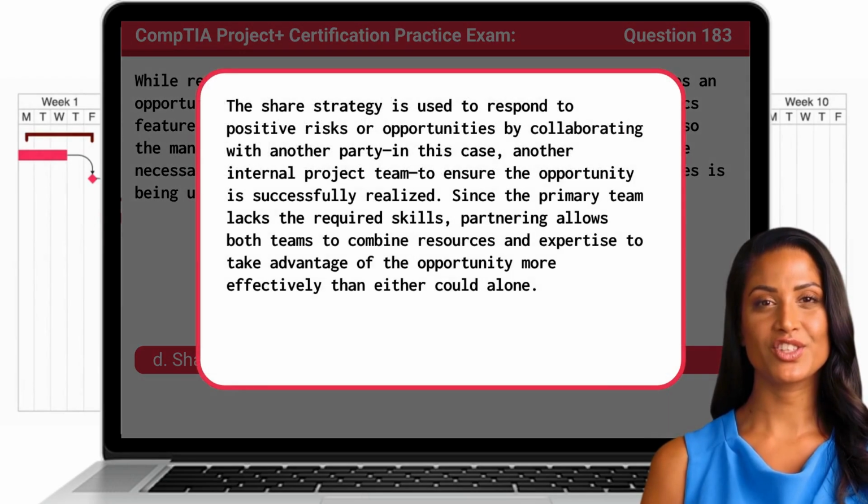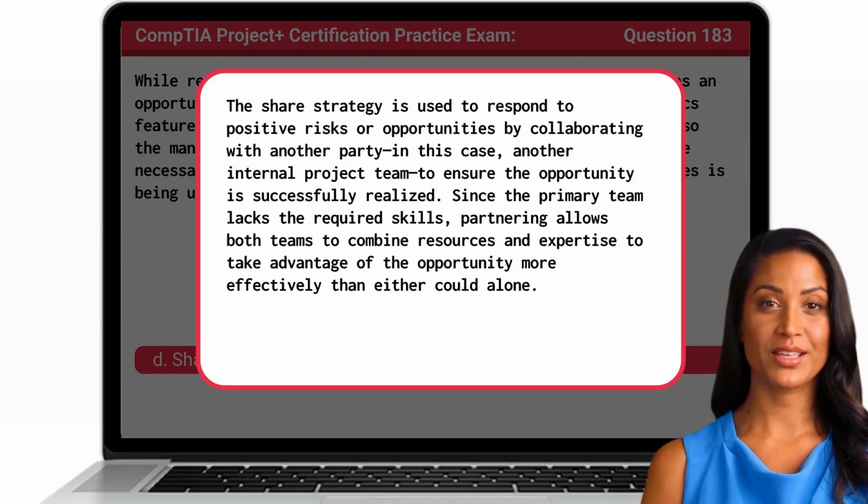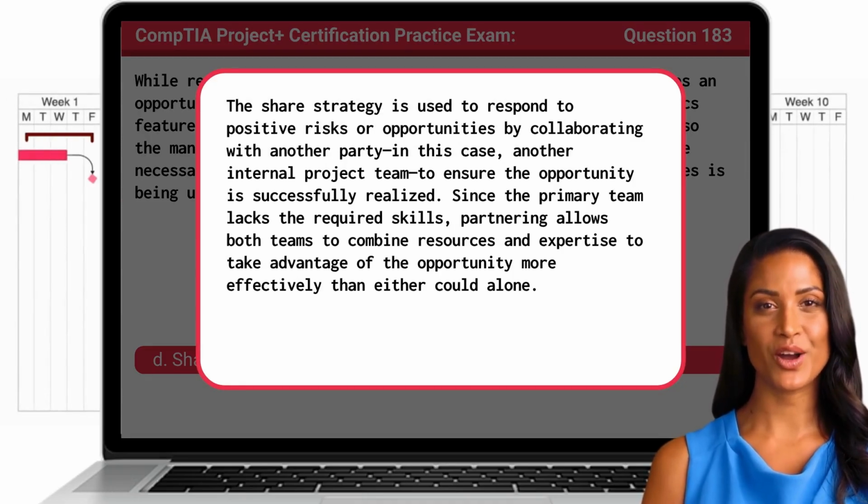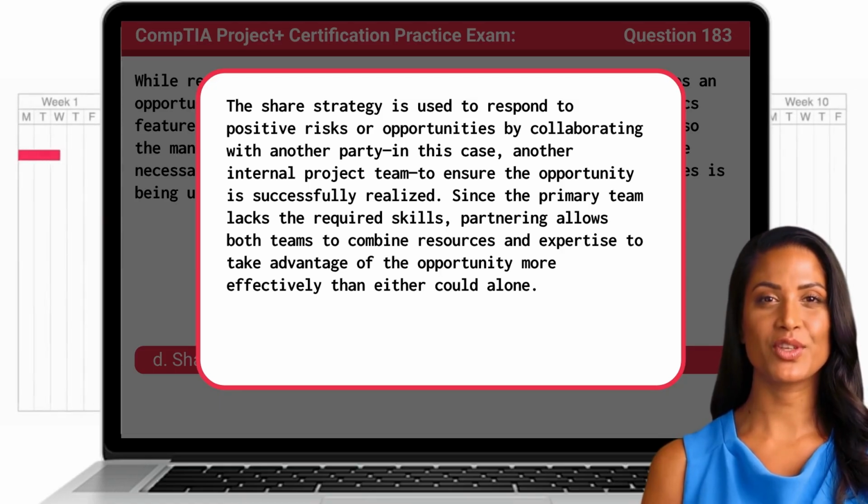The share strategy is used to respond to positive risks or opportunities by collaborating with another party, in this case another internal project team, to ensure the opportunity is successfully realized. Since the primary team lacks the required skills, partnering allows both teams to combine resources and expertise to take advantage of the opportunity more effectively than either could alone.